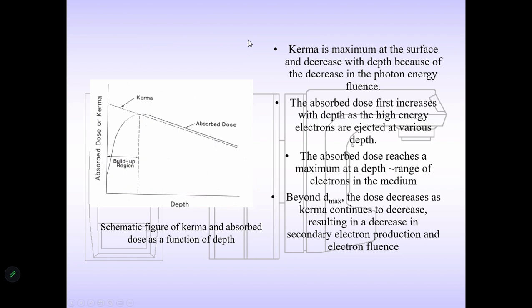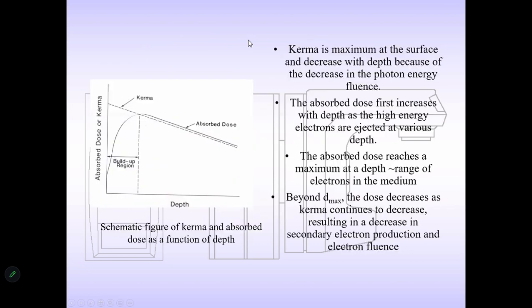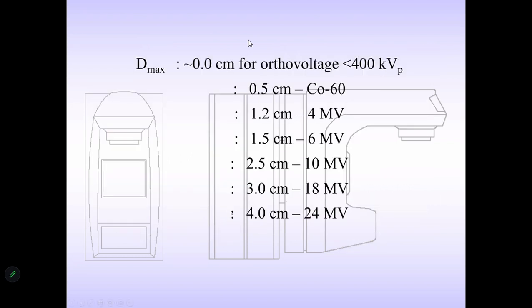And then the absorbed dose first starts to increase with depth as the high energy electrons are ejected at various depths. Okay. And then the absorbed dose reaches maximum at a depth which is the range of the electron in the medium. Beyond Dmax, the dose decreases as Kerma continues to decrease, resulting in less secondary electron production and electron fluence. Okay. Here are the Dmax values for different energies.